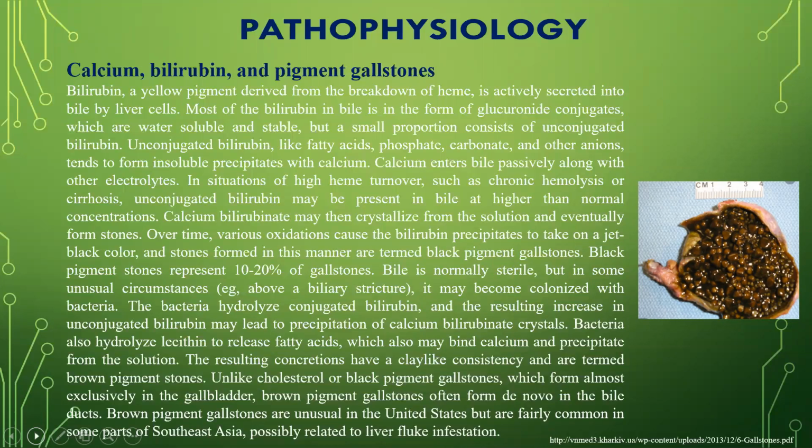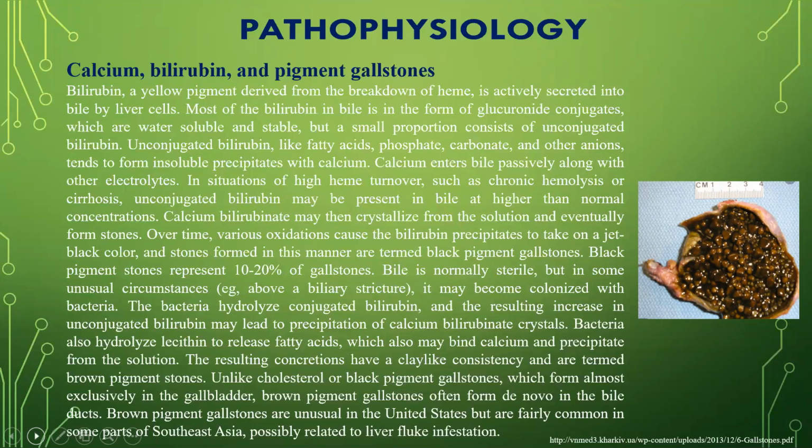Calcium bilirubinate may then crystallize from the solution and eventually form stones. Various oxidations cause the bilirubin precipitates to take on a jet black color, and stones formed in this manner are termed black pigment gallstones. Black pigment gallstones represent around 20% of gallstones.